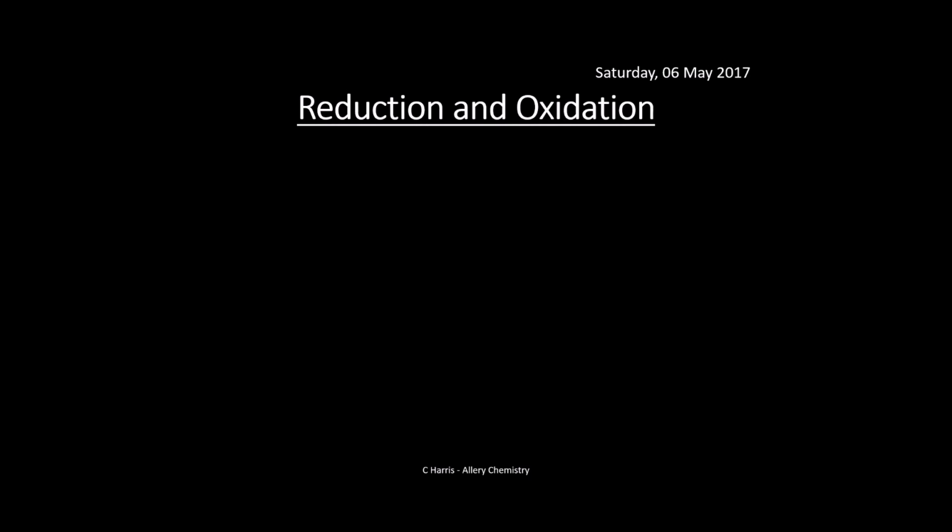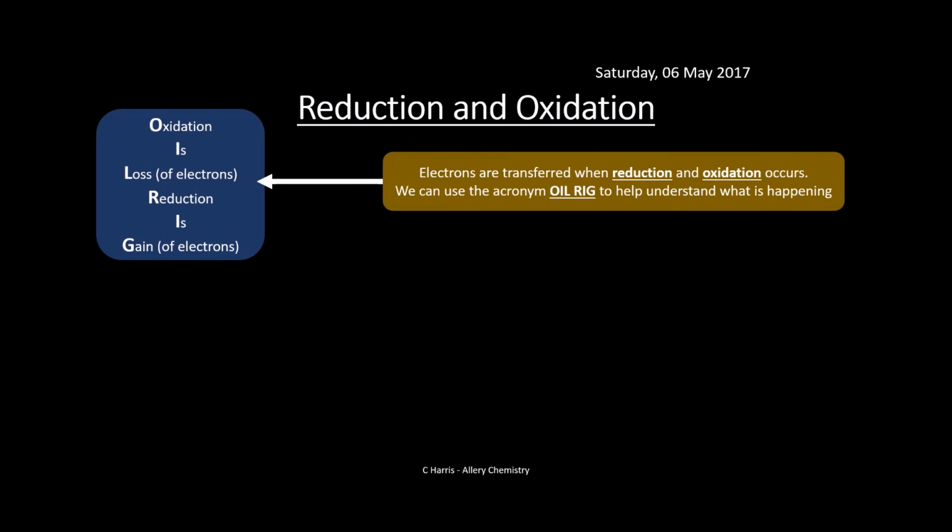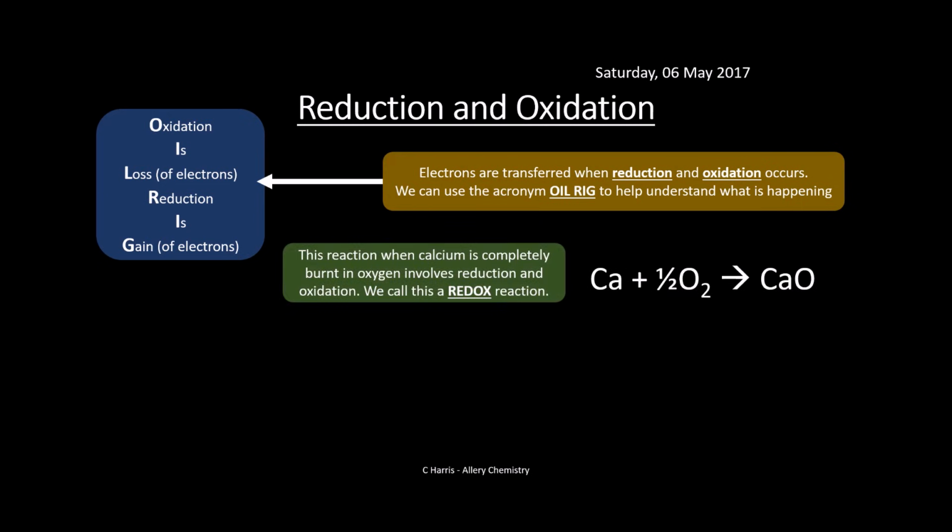Okay, so let's make a start. We'll look at reduction and oxidation. Now we need to know a few things about this. Reduction and oxidation we need to know in terms of electrons. Electrons are transferred when reduction and oxidation occurs. We can use the acronym OILRIG to help understand what is happening. Oxidation is the loss of electrons, that's the OIL bit, and reduction is gain, that's the RIG bit. So you need to know reduction and oxidation in terms of them. You need to be looking out for things like that as well.